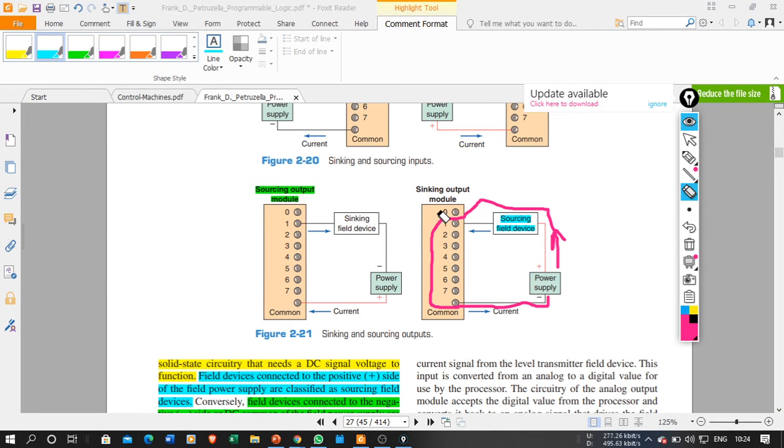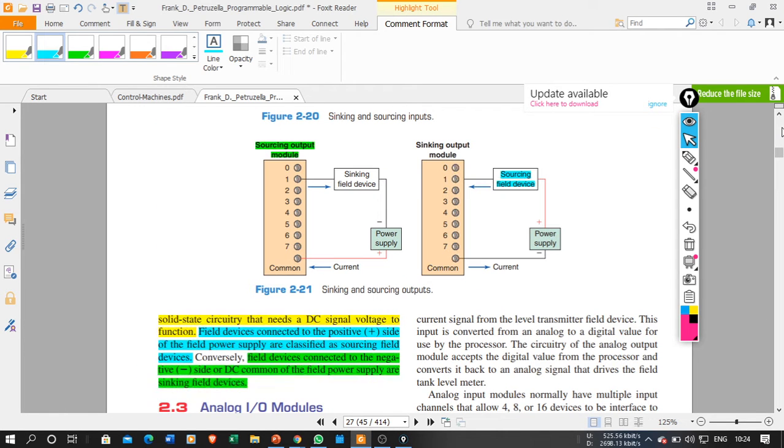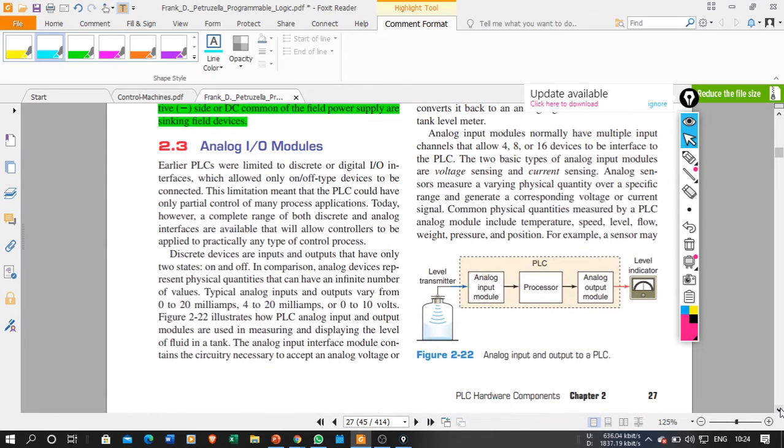Okay, now what is the next thing that we are going to discuss over here. We discussed the concept of sourcing and sinking. Now in industry what happens, we don't use only DC devices, or we don't use only discrete, means digital components. Sometimes I have to use analog modules also. In case of an analog module, what is the basic difference between the analog module and the digital module? A digital module has two stable states, on and off.